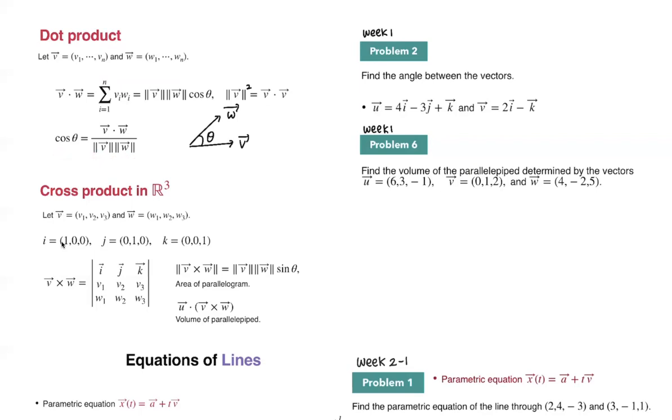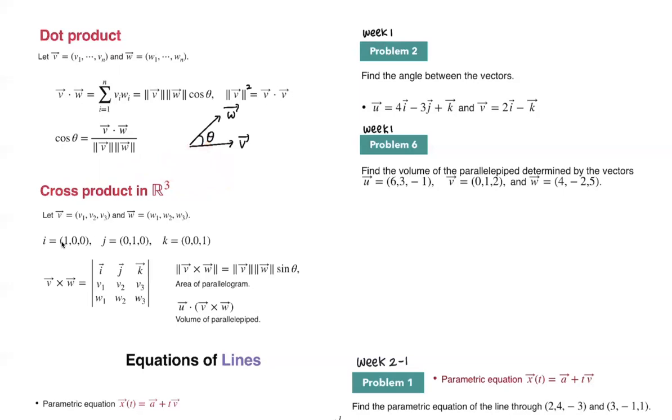So there was a problem like this: find the angle between the vectors. In this problem, we find the angle using this formula. Actually, theta can be written as the arc cosine of this, v dot w over the norms of v and w. Okay.